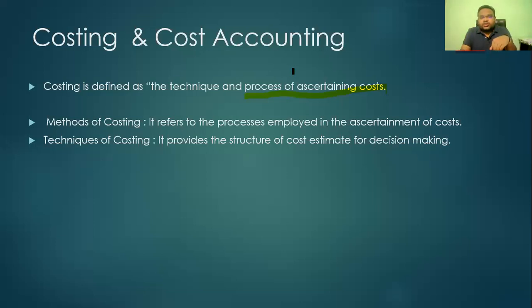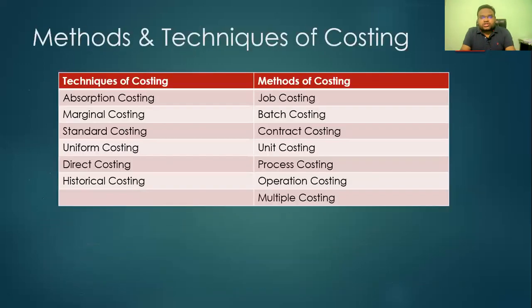Let me explain some examples with respect to methods of costing and techniques of costing. All these techniques and methods of costing we are going to learn in this paper 3, cost and management accounting. Absorption costing, we have a separate chapter. Marginal costing, we have a separate chapter. Standard costing, we have a separate chapter. Uniform costing, we don't have a chapter, but I can explain over a period of time. Direct costing, we use in some of the chapters. Historical costing, we use in some chapters. These we call techniques of costing.